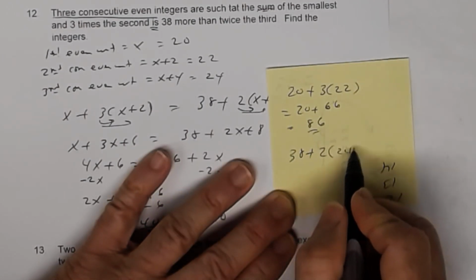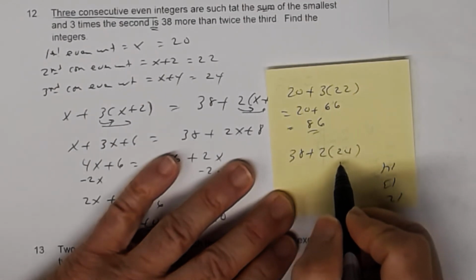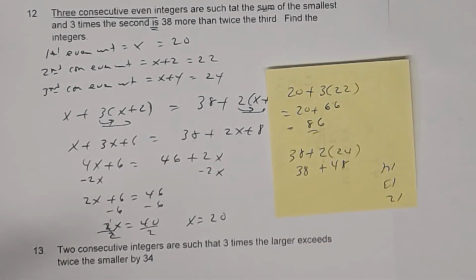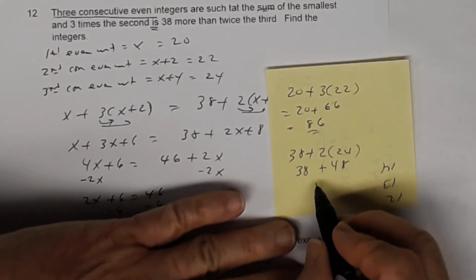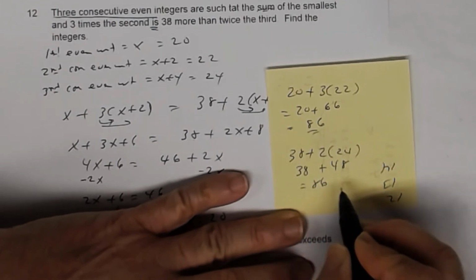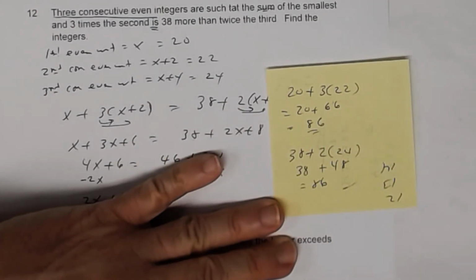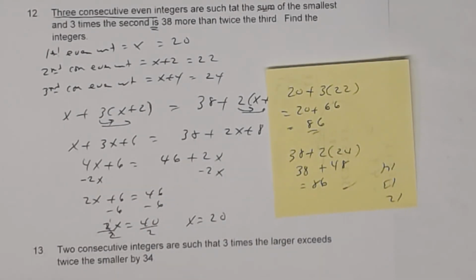The third is 24. So 2 times 24 is 48, and then 48 plus 38, use your calculator if you have to, is 86, right? And they are equal. Those are equal, so what we have is correct.